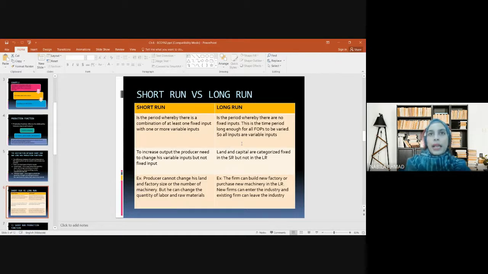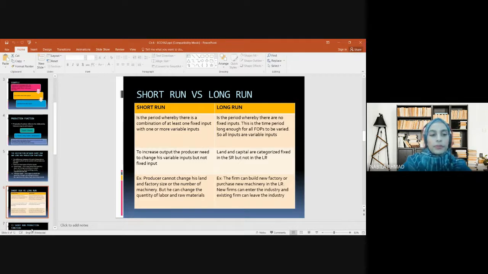So dalam jangka masa yang panjang, semua input boleh jadi variable walaupun input tu adalah fixed in the short run. Because now it's the time for all inputs to be varied. Jadi producer dah ada banyak duit untuk dia ubah machinery, equipment and so on. So land and capital are categorized fixed in the short run but not in the long run. For example, the firm can build new factory or purchase new machinery in the long run. New firms can enter the industry and existing firms can leave the industry in the long run.